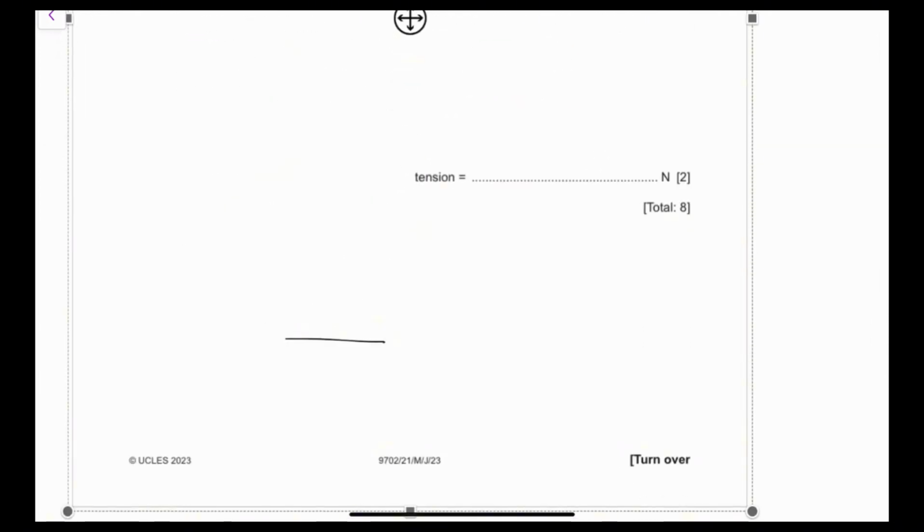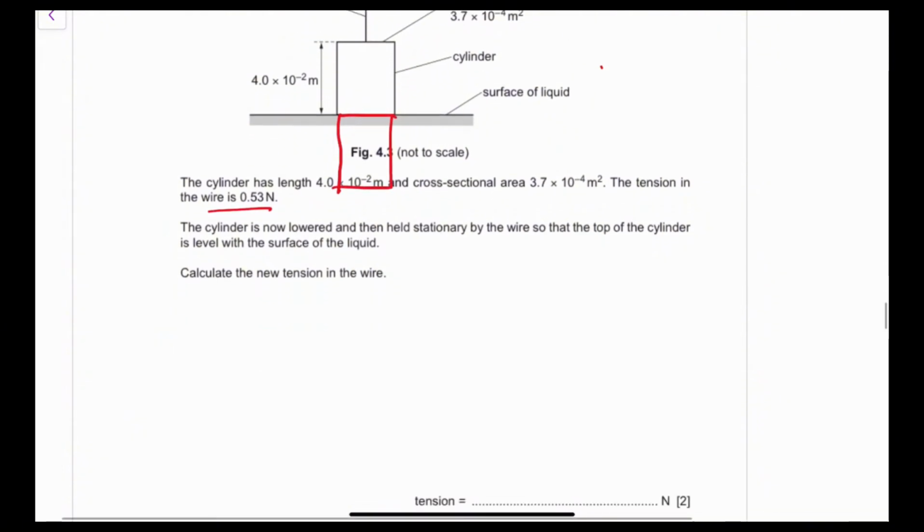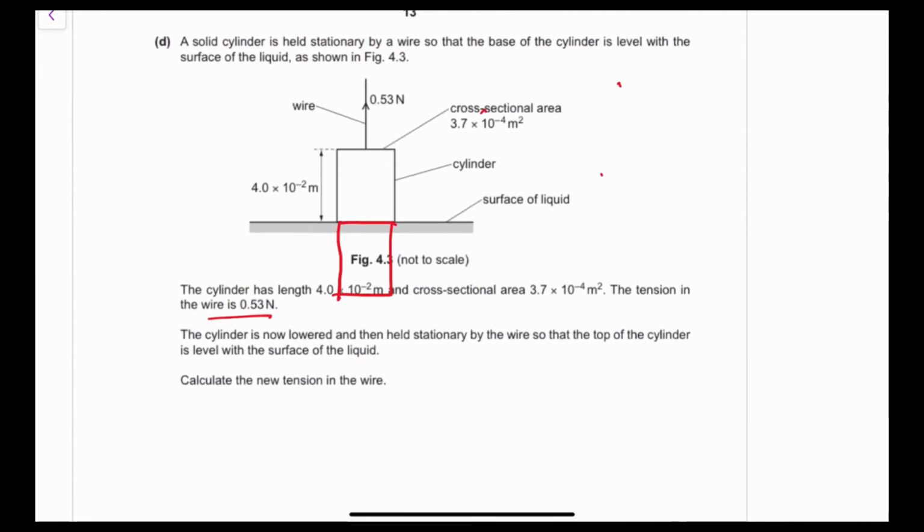Okay, so the next question, we've been asked to now calculate the new tension of the wire itself. So we want to find the new tension when it's now lowered and held stationary. So it's more like this, it's now been lowered and held stationary over there. So how do you calculate the new tension? First, we introduce a principle of what we call upthrust. Whenever an object gets into a liquid, it displaces a certain volume of that liquid, so it causes upthrust to act upwards. But it still has its weight acting downwards, and there's also the tension acting upwards. So we have two forces, tension and upthrust, acting up, and the weight acting down.